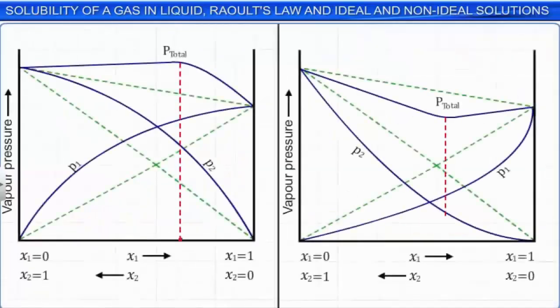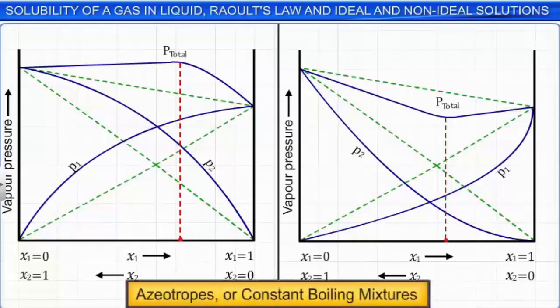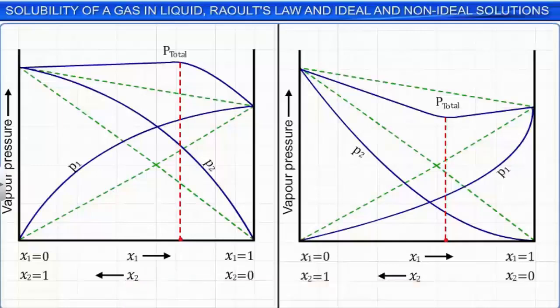A detailed look at the two graphs shows that there are some large deviations from ideal behavior at specific compositions. These very large deviations from ideality form a special class of mixtures known as azeotropes or constant boiling mixtures. Azeotrope is thus defined as a special class of liquid mixtures that boil at a constant temperature and at a certain composition.